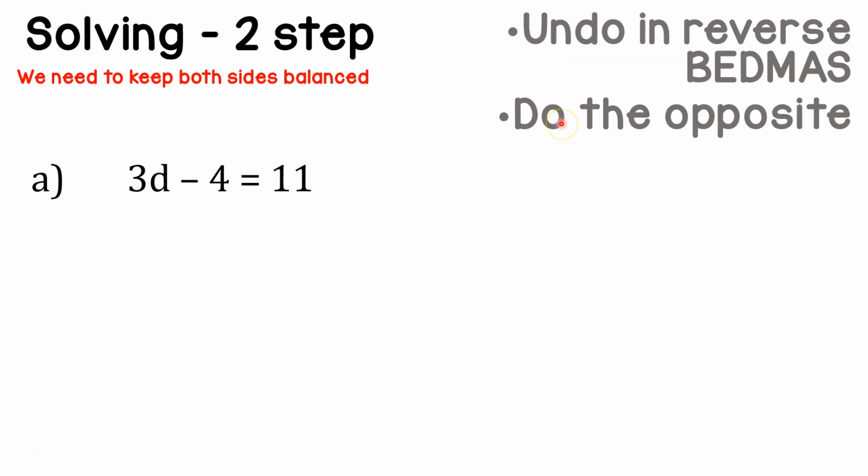Just like in the first one, we need to do the opposite to whatever's being done to unwind it. So if you think about BEDMAS, brackets, exponents, division, multiplication, addition and subtraction, when undoing it we want to work in reverse. So we want to do any addition and subtraction first.